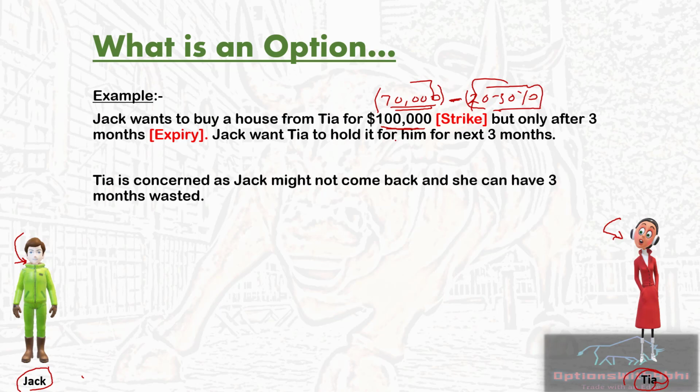So Jack wants to buy a house from Tia for 100k, but only after 3 months when the decision has been made. And Jack wants to hold the house for next 3 months. But Tia is concerned that Jack might not come back after 3 months, right? And she can have all 3 months wasted. There's nothing in the deal for Tia. And Jack understands that point.